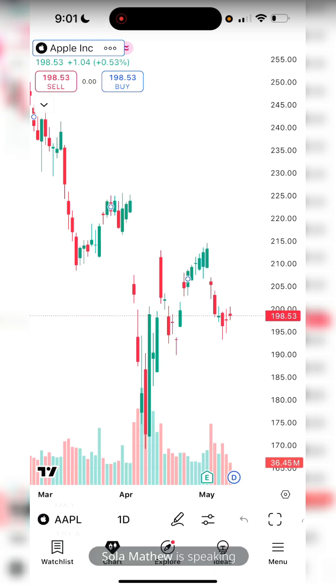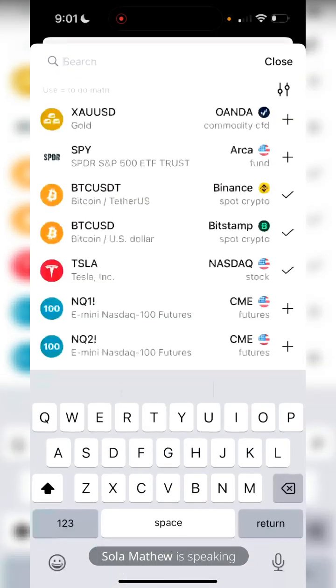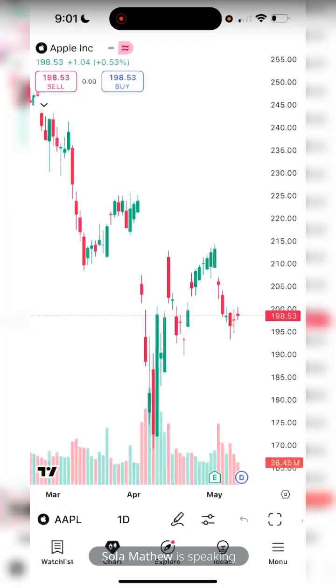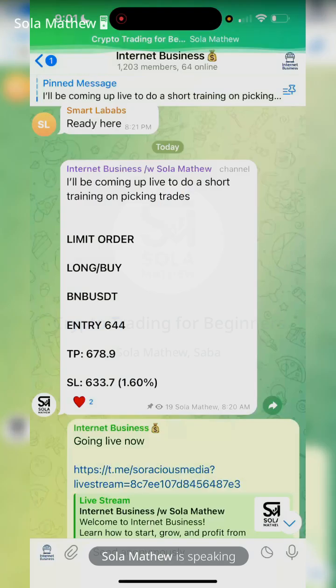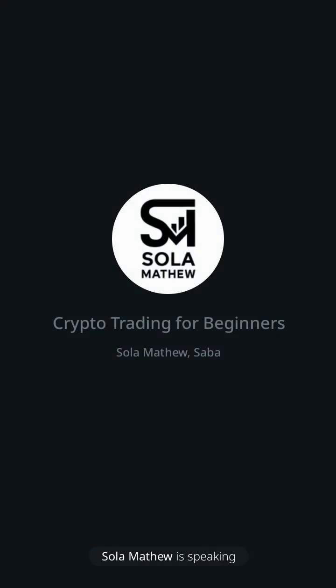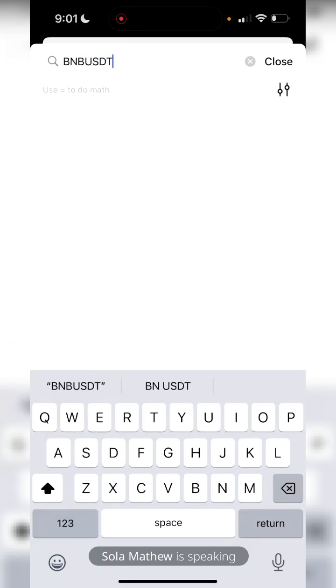No, is it Apple that we're looking for? Oh yeah, so just Apple below. Click on it. So once you click on it here, for example, the trading that we want to enter is BNB USDT. So you can come here and search for BNB. You don't need all of these things, but it's good that you know BNB USDT.